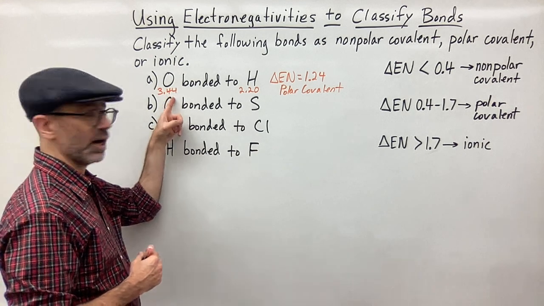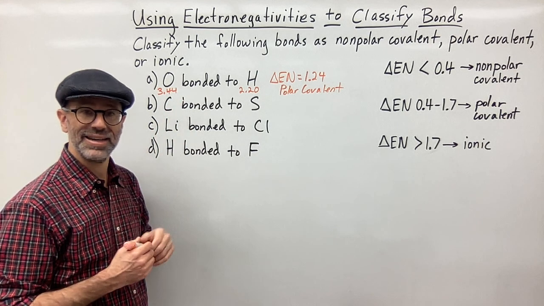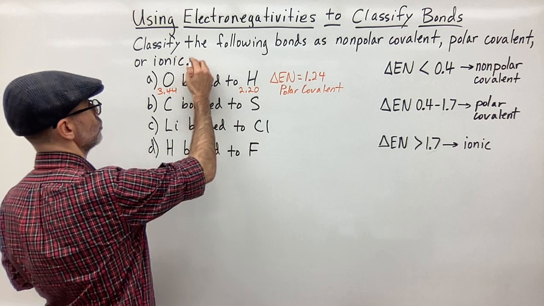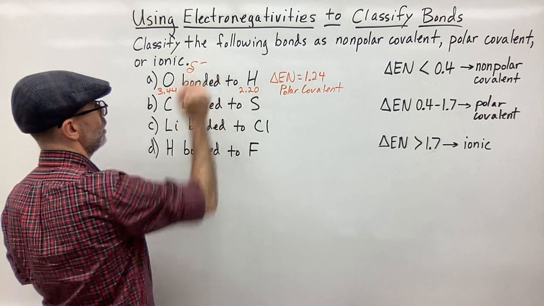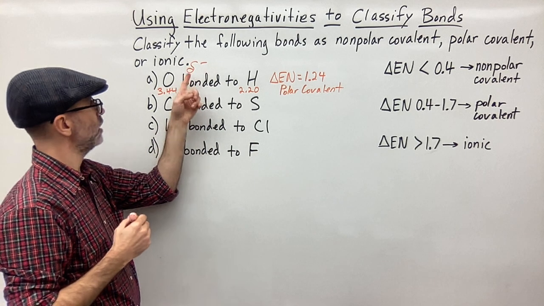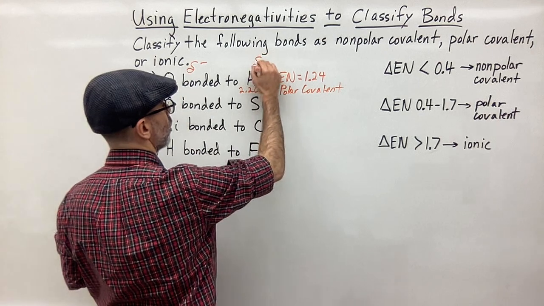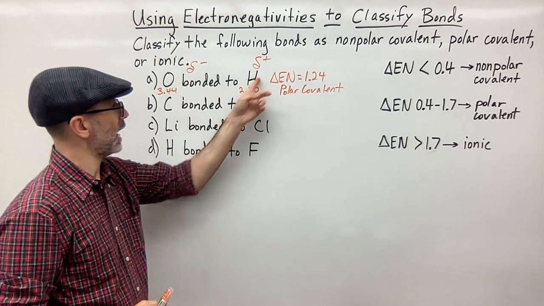So then we would assign a partial negative to the oxygen. So we'll put a partial negative, that's a delta negative, like lowercase delta. So delta negative for the oxygen, and then we would have a partial positive, or delta positive, for the hydrogen.